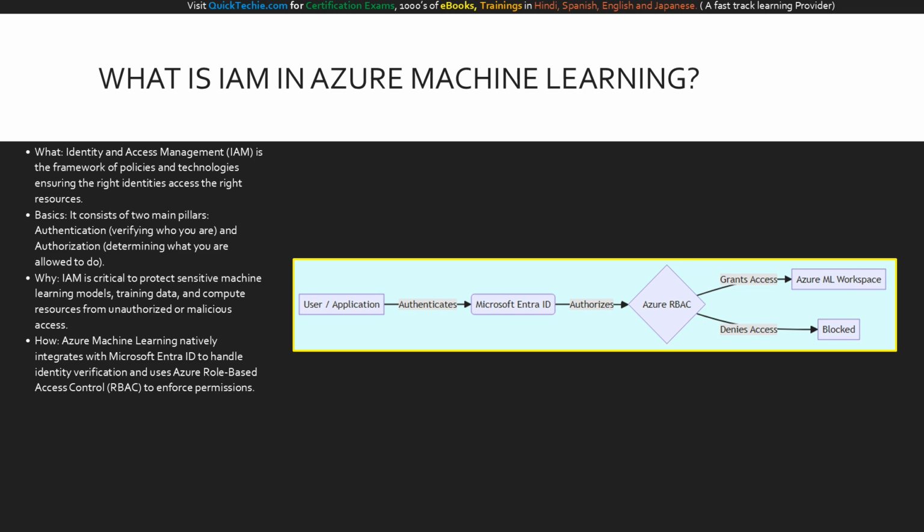What exactly is Identity and Access Management, or IAM, in the context of an Azure Machine Learning workspace? In simple terms, it is the fundamental security layer that dictates who can enter your workspace and what actions they can perform once inside. We break this down into two basics: authentication, which proves your identity via Microsoft Entra ID, and authorization, which uses Azure RBAC to check your permissions.